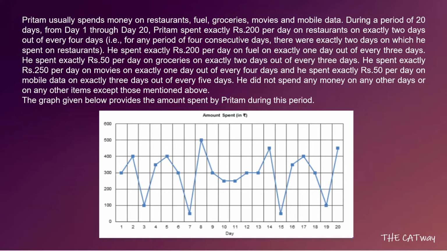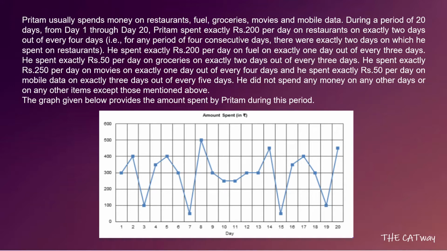He spent exactly rupees 200 per day on fuel on exactly 1 day out of every 3 days. He spent exactly rupees 50 per day on groceries on exactly 2 days out of every 3 days. He spent exactly rupees 250 per day on movies on exactly 1 day out of every 4 days. And he spent exactly rupees 50 per day on mobile data on exactly 3 days out of every 5 days. He did not spend any more money on any other days or on any other items except those mentioned above. The graph below provides the amount spent by Preetham during this period.